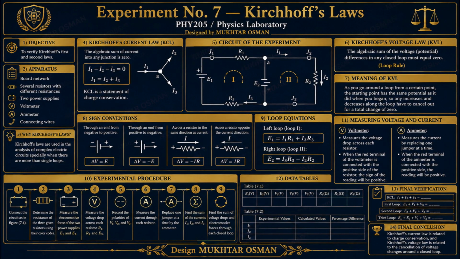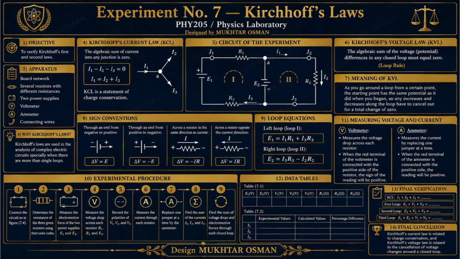Verify Kirchhoff's first and second laws. 2. Apparatus: 1. Board network. 2. Several resistors with different resistances. 3. Two power supplies. 4. Voltmeter. 5. Ammeter. 6. Connecting wires. 3. Why Kirchhoff's laws?